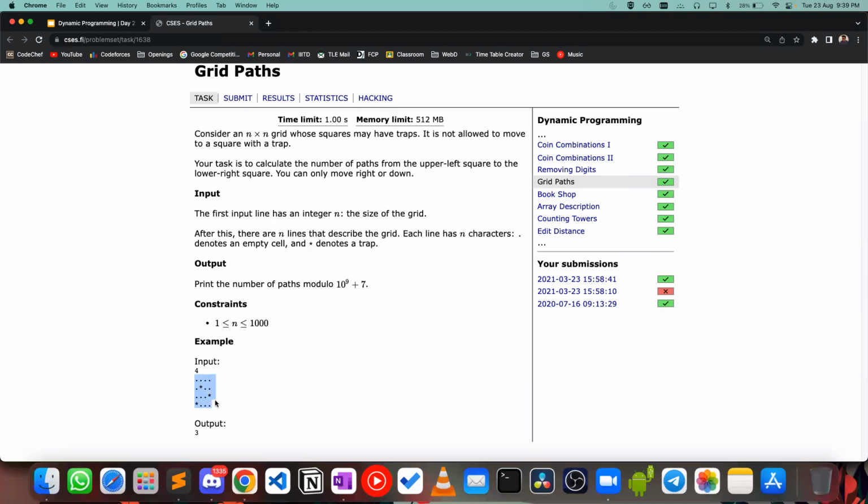You cannot get to those traps. You have to avoid those traps, and you have to find out the number of ways to go from top left to bottom right. So tell me a state that you can think about.